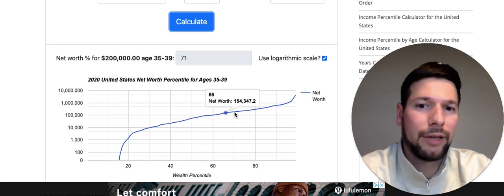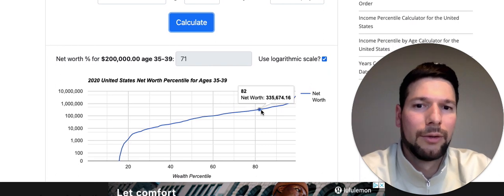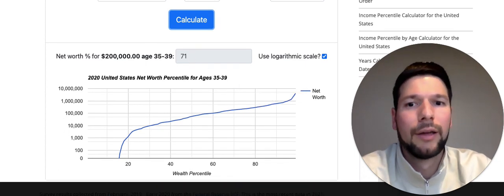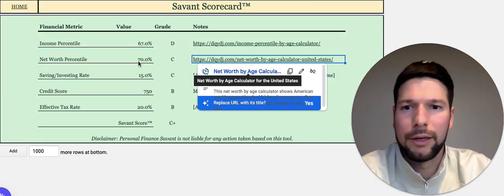And then you can kind of see on this curve as well, well, what if my net worth was, say, 300,000? What percentile would I be in? Or what if it was closer to 483,000? What would I be in? But just take that number and go ahead and plop that in here as well. So 71.